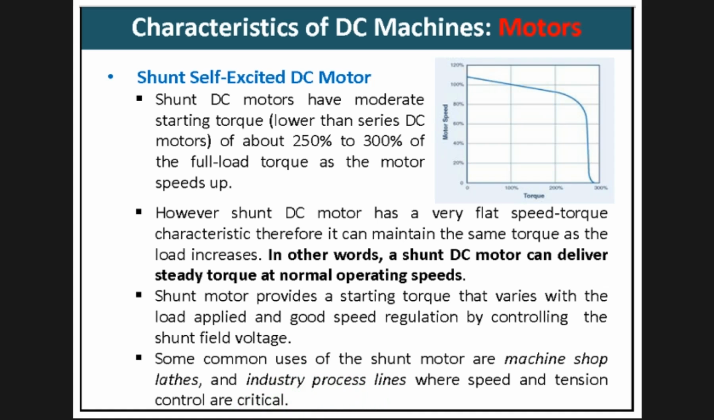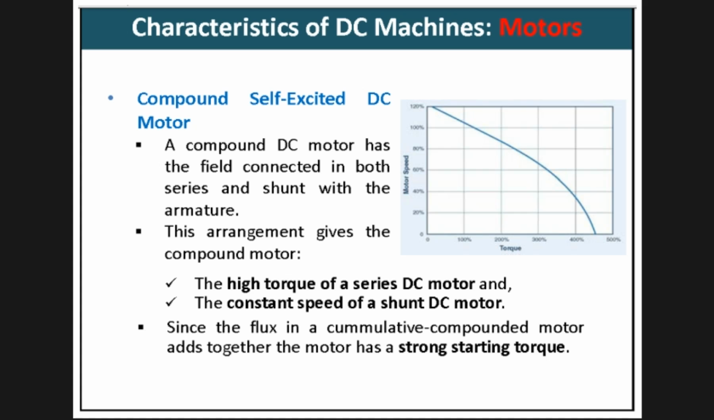And then finally we come to the compound self-excited DC motors. A compound DC motor has the field connected in both series and shunt with the armature. So this arrangement gives the compound motor the high torque of a series DC motor and the constant speed of a shunt motor. So both the good characteristics of series and shunt are combined here. Since the flux in a cumulative compounded motor adds together, the motor has a stronger starting torque.